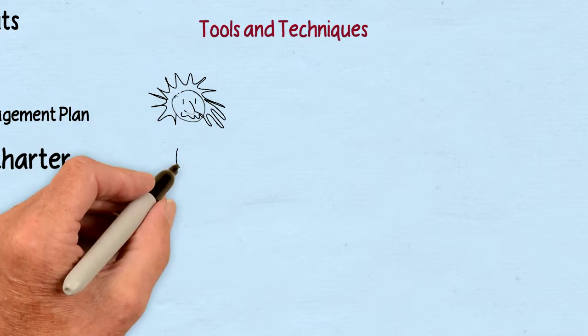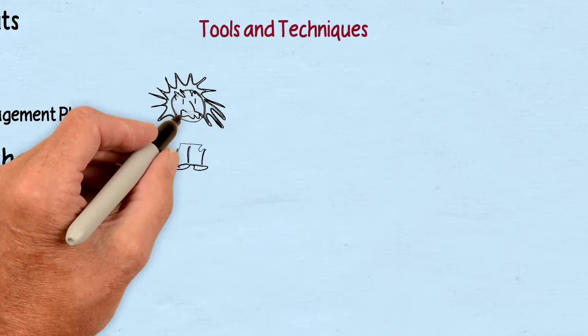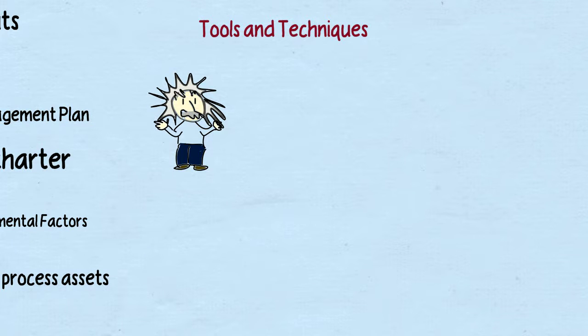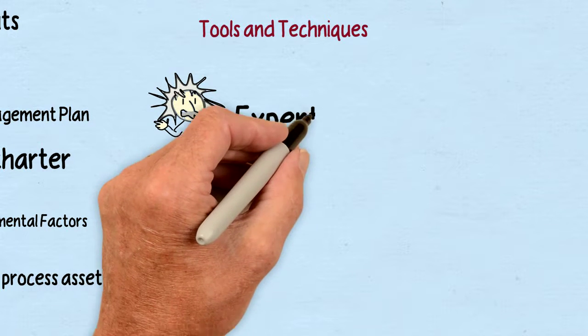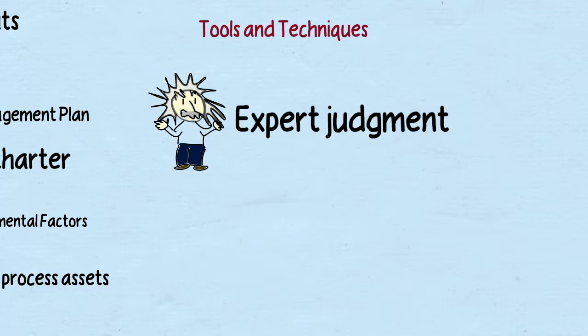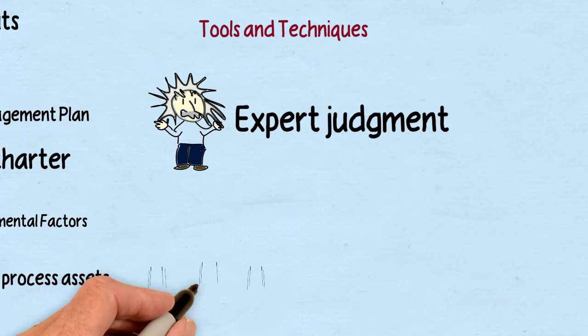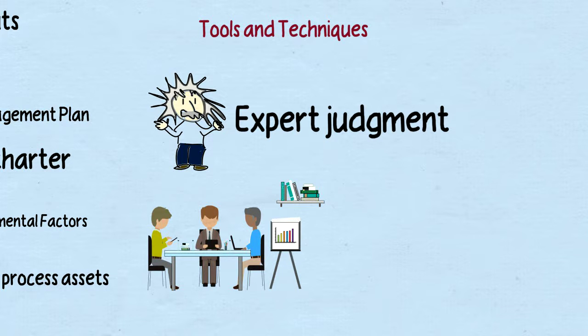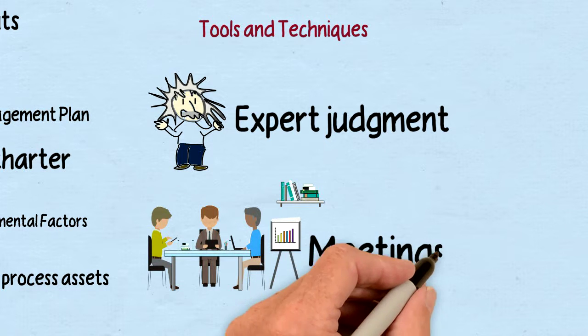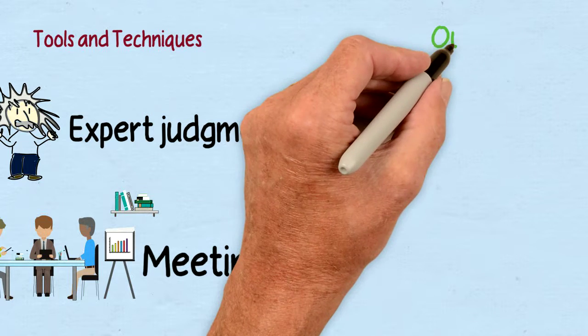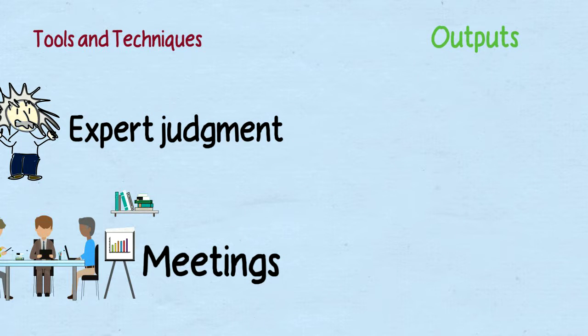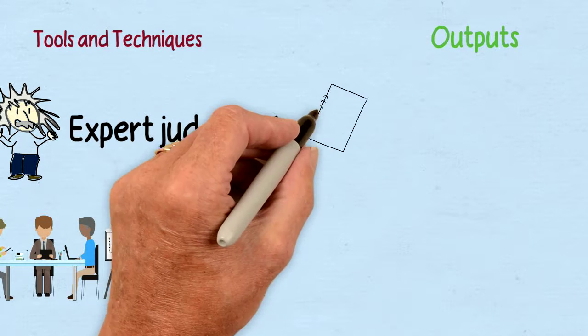And when we're planning the scope, hopefully we've done this a lot of times as a project manager and our project management team and everyone else involved, we can use our expert judgment to figure out the best way to manage our scope. Likewise, we have meetings, lots and lots of meetings to help us work things out and figure out how we're going to do this.